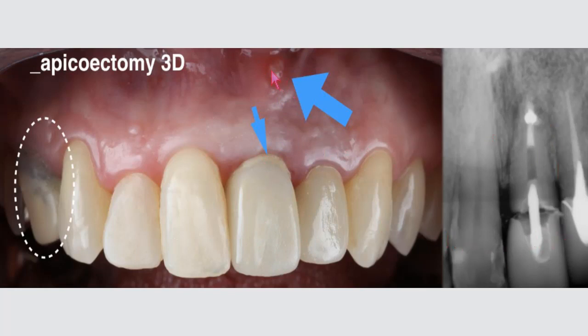So we knew that this is coming from an unsuccessful apicoectomy done in the past using amalgam. So what we decided to do is, it's not everybody that can do this type of surgery, right?